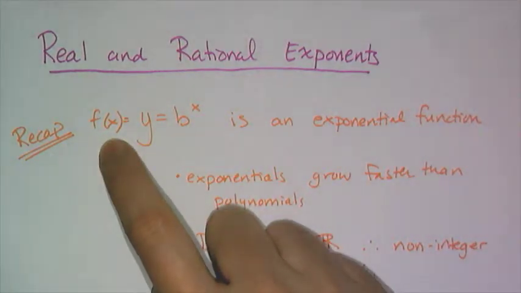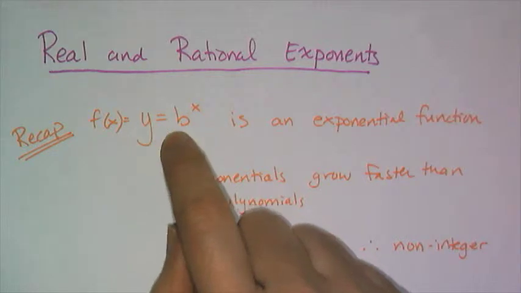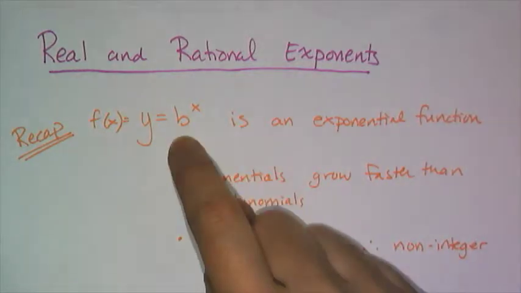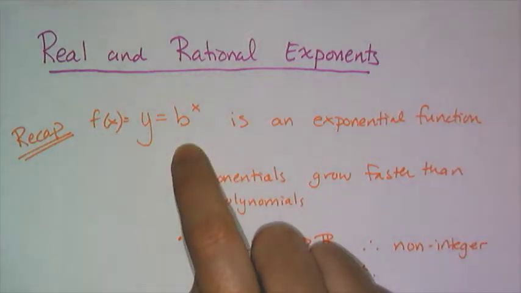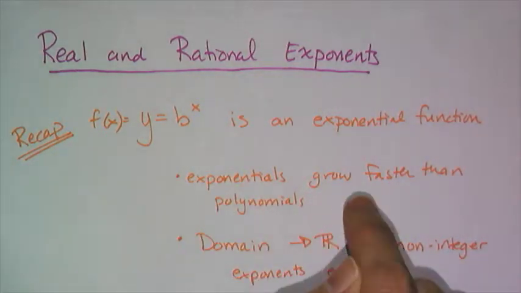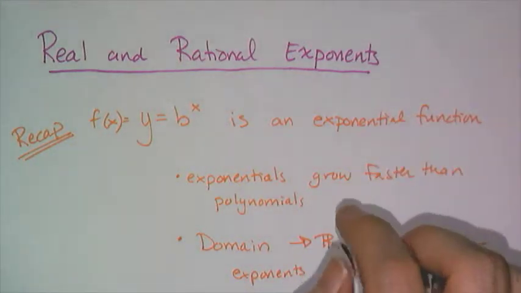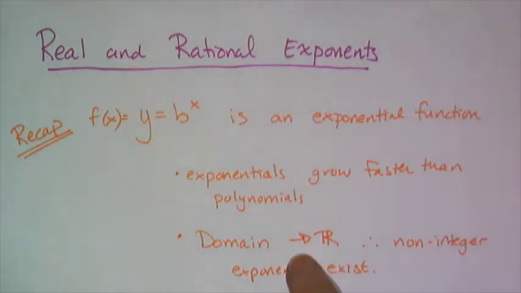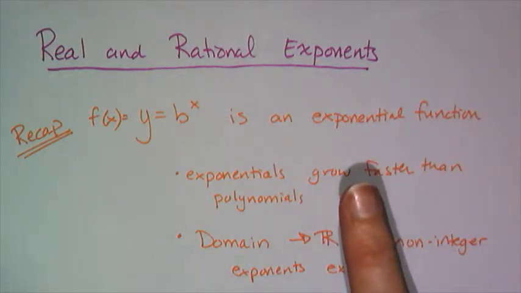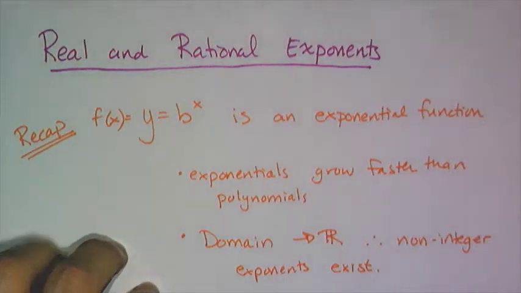So some f of x, which remember is the same thing as y, equals b to the x, is an exponential function if b, first off, is greater than 0 and not equal to 1. And those zeros and those ones are important for logarithms. Exponential functions actually grow faster than polynomial functions. So if you have any polynomial of any degree, it's going to be outpaced by an exponential function. And remember that the domains of these exponential functions are all real numbers, which means, of course, non-integer exponents exist, and then non-rational exponents exist, which we really haven't touched on, but we will in today's lesson.